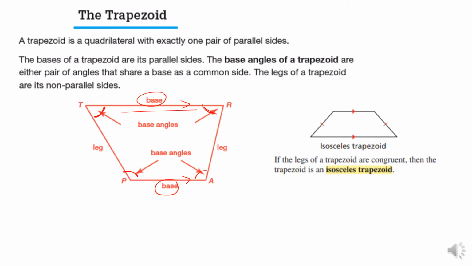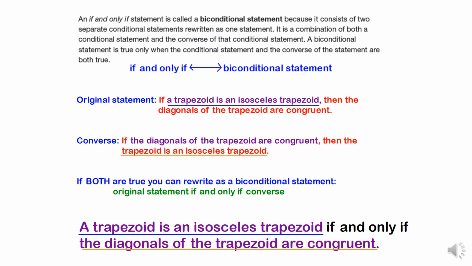Okay? So, an if and only if statement, which we've talked about before, is called a biconditional statement because it consists of two separate conditional statements rewritten as one statement. It is a combination of both a conditional statement and the converse of that conditional statement. A biconditional statement is true only when the conditional statement and its converse are both true. So look at this one.